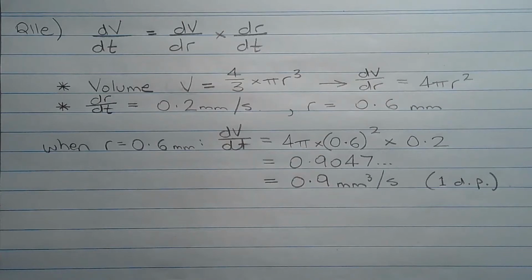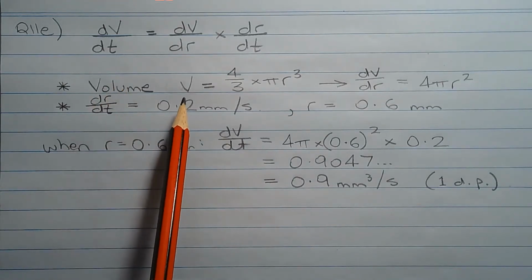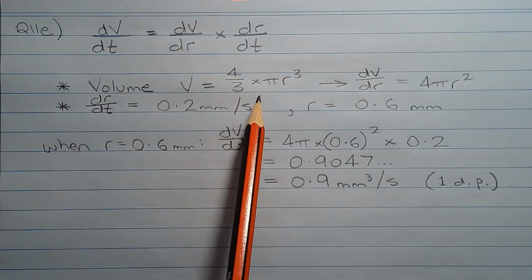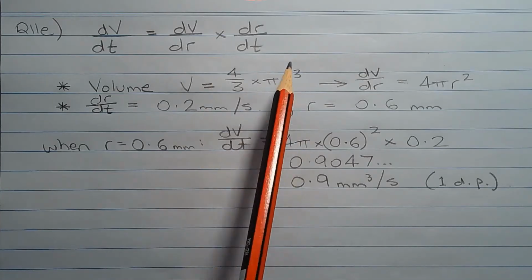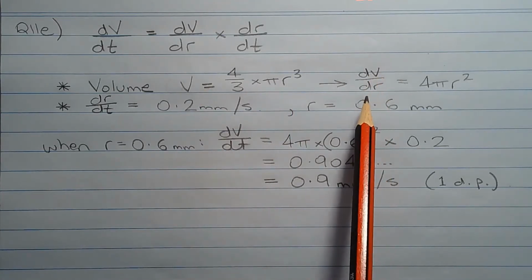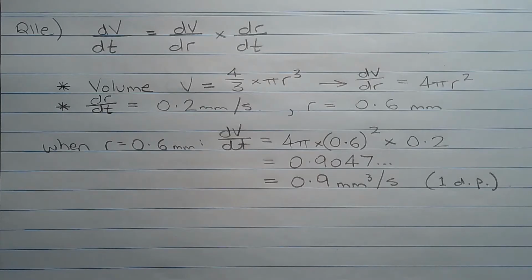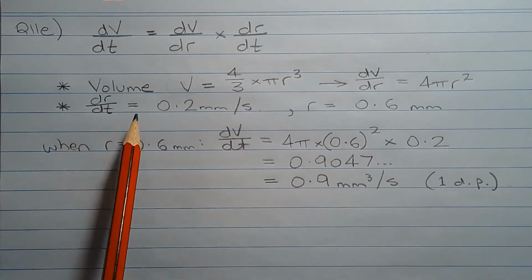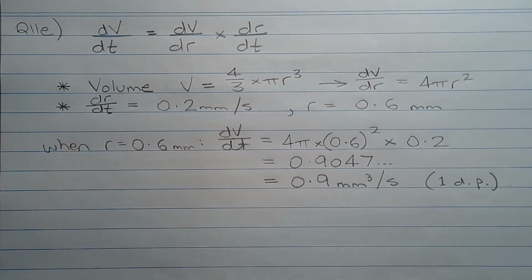Now the formula for the volume of a sphere is given by V = 4/3 πr^3, and differentiating this with respect to r, we get dV/dr is equal to 4πr^2. dr/dt is equal to 0.2 millimeters per second, and that's given in the question. So we want dV/dt when r is equal to 0.6 millimeters.